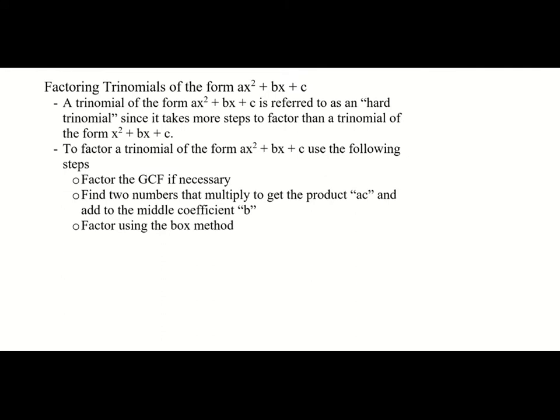So now we're going to look at factoring trinomials in the form of ax squared plus bx plus c. So here we're going to have a coefficient other than 1 in front of the x squared. These are often referred to as hard trinomials since it takes more steps to factor than the easy trinomials.